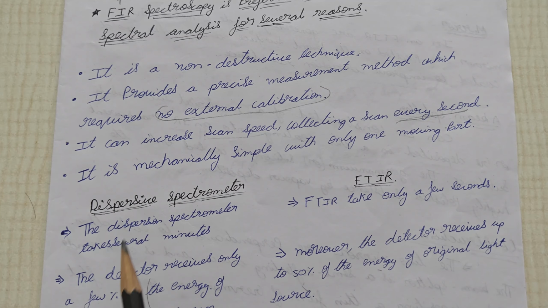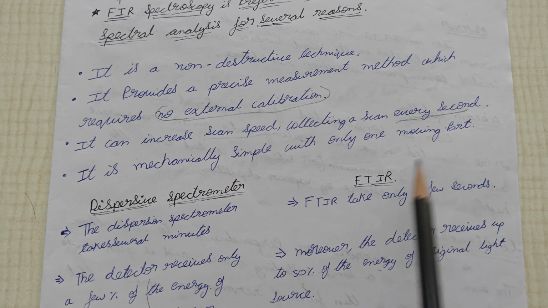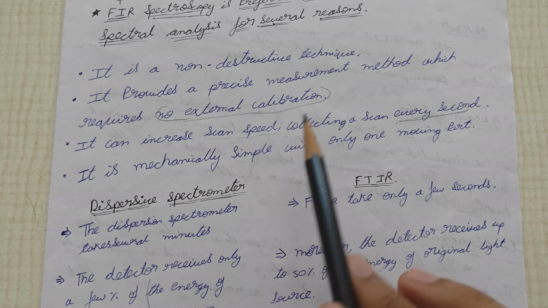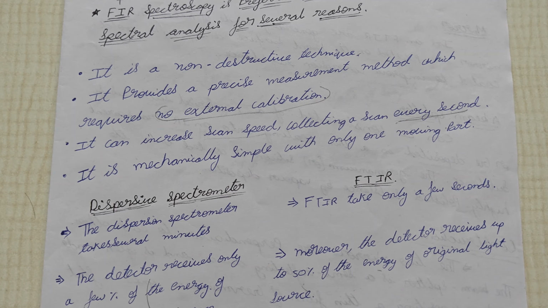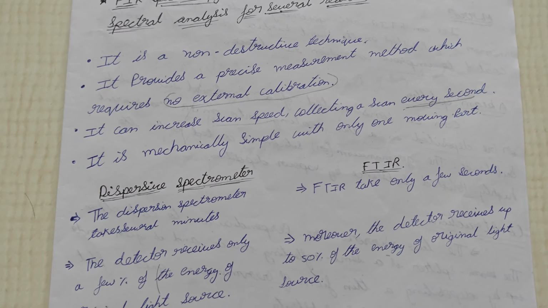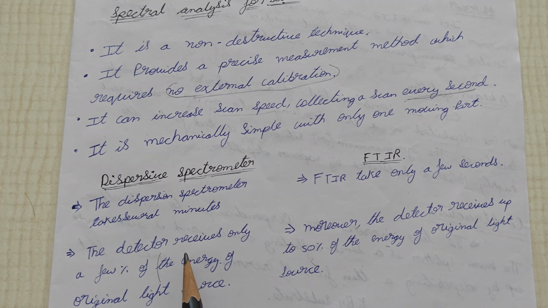Next, it is mechanically simple with only one moving part. In the dispersive spectrometer, the construction of the instrumentation is more difficult compared to the FTIR. These are the advantages, and if the examiner asks why we select FTIR over the normal IR instrument, these are the points you have to mention in your answer sheet. Okay, next, what is the difference between these two? Mainly it takes several minutes, I already told you. It takes several seconds or a few seconds.